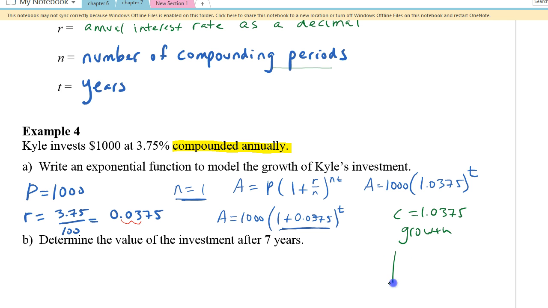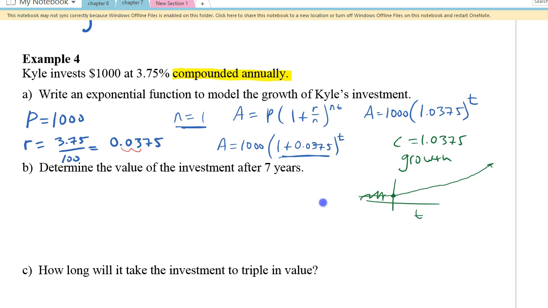So if we were to graph this, a value of c equal to 1.0375, we get our 0, 1, and then we get our 1, whatever c is. So you're going to see this go up very slowly. The one thing about this function, of course, is we can't really have a negative time, can we? So our function would start here, and we wouldn't have anything to the left, anything that's negative.